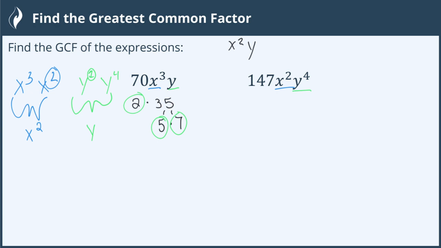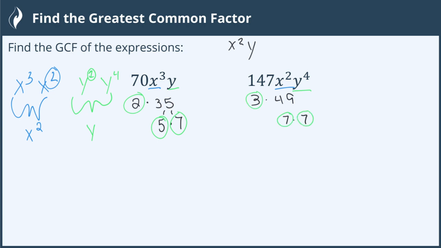I'm going to do the same thing for my 147. I'm just going to pick two numbers. I'm going to pick 3 times 49. If you multiply that together, you get 147. And then I'm going to break 49 into 7 times 7. And here are my factors, 3, 7, 7.